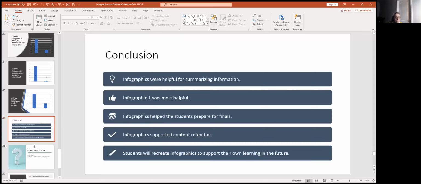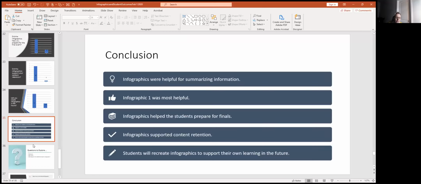But my conclusions from this experience: infographics were helpful for summarizing information. Infographic number 1 was most helpful. And I think that's an important takeaway, that even though I used Canva for everyone, and I designed them all in the same way with the same strategy, there was a huge contrast in interest from Infographic 1 to Infographic 4.